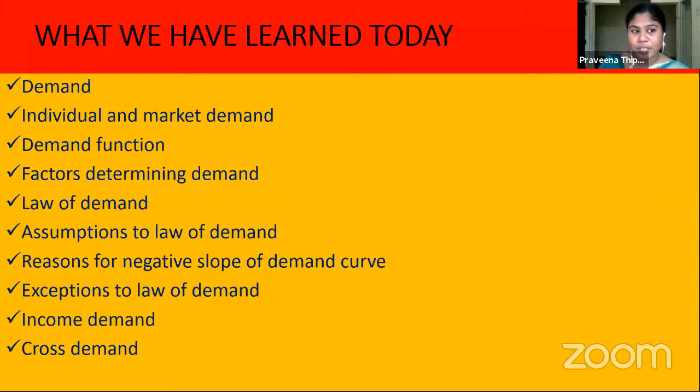And we also have learned the law of demand. And we also have learned the assumptions. There are various assumptions for the law of demand. And we also have learned the reasons why the demand curve slopes downwards. And there are many exceptions to the law of demand. And we also have learned about the income demand and cross demand.